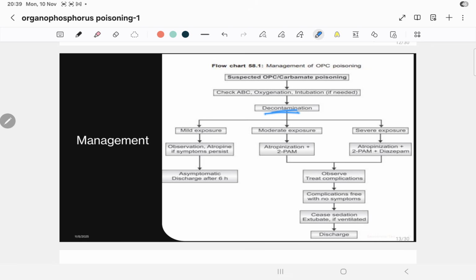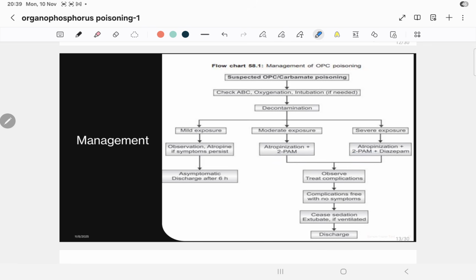After decontamination, in mild exposure, we monitor and observe the patient, and we give atropine if symptoms persist. If the patient is asymptomatic, we discharge after 6 hours, because in mild exposure there are fewer chances of intermediate syndrome and delayed polyneuropathy. But if the exposure is moderate or severe, then you atropinize the patient and you also give oximes, 2-PAM.